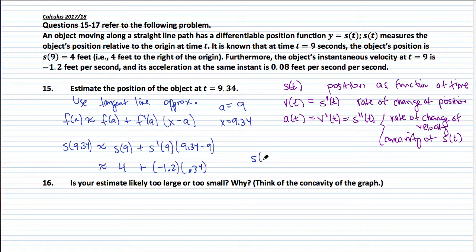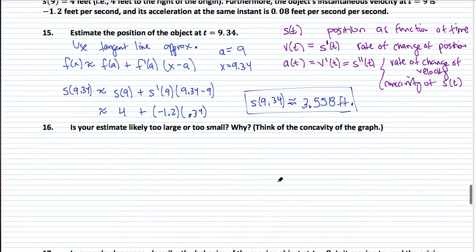So what is the object's position approximately at 9.34 seconds? Well, get our calculator and we find that the object's position is 3.558, and that's going to be in units of feet. So this is my approximation. Now, 16 asks, is our estimate too large or too small, and why?